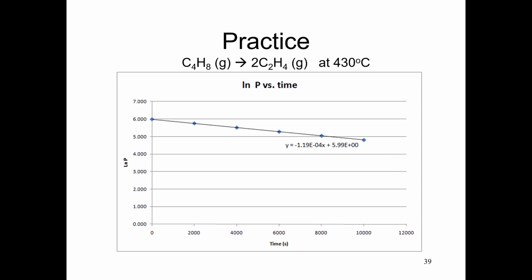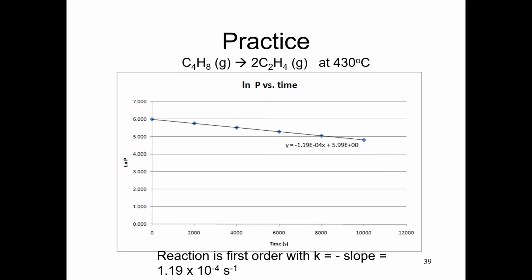This also gives us the equation of the line. It says y equals minus 1.19 e to the minus 4, which means 10 to the minus 4, times x. That is the slope of this line. We can say that the reaction is first order, and k would be minus the slope, which is 1.19 times 10 to the minus 4. The proper units for a first order reaction are s to the minus 1, or inverse seconds.